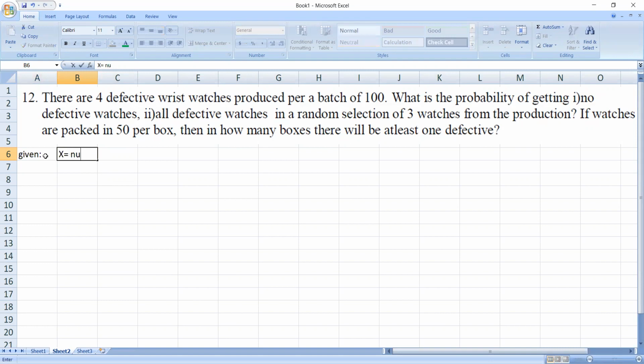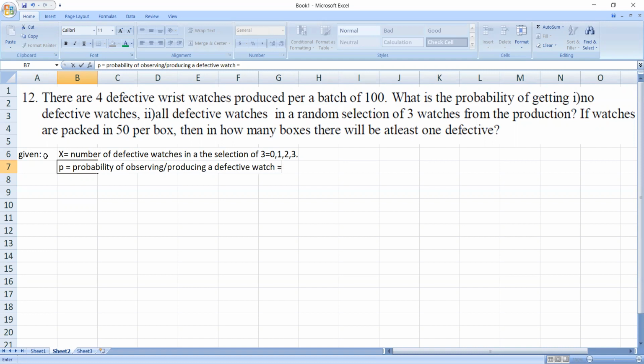So I can define X is equal to the number of defective watches. We are observing this in a random selection of 3. Though we are producing 100 watches per batch, we are not investigating all the 100, but randomly selecting 3, and of the 3 we are checking how many are defective. So the number of defectives out of 3 will range from 0 to 3. Therefore P becomes the probability of observing, or you could say producing, a defective watch. They have said in a larger batch 4 out of 100 are produced, so the probability will be 4 by 100, which is 0.04.